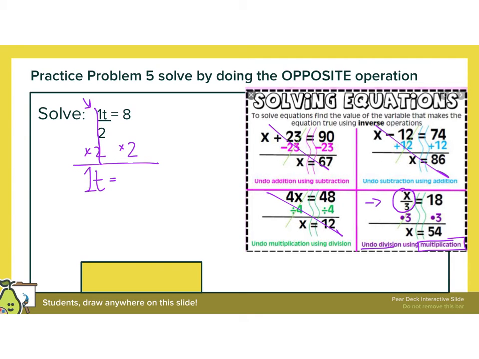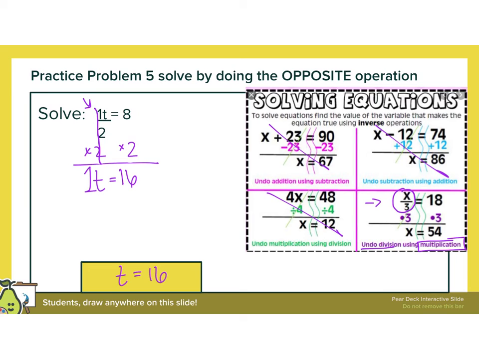You can put the 1 if you want. And then 8 times 2 is 16. So my answer is not x, sorry guys, but t equals 16. So now that you've had time to practice, you're going to do your exit ticket.